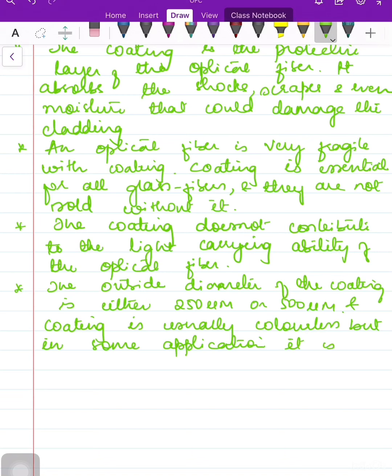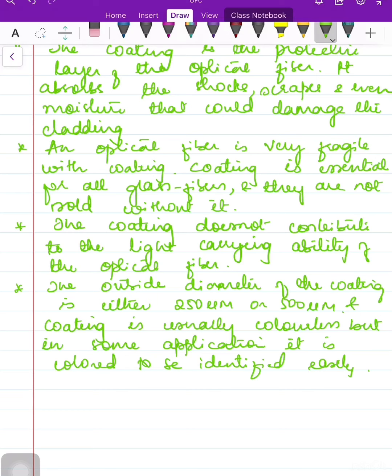It is colored to be identified easily. Okay, so how is the coating selected? It is selected for a specific type of performance, or environment. Since it is used as a protective layer, for different environments we have different coatings.